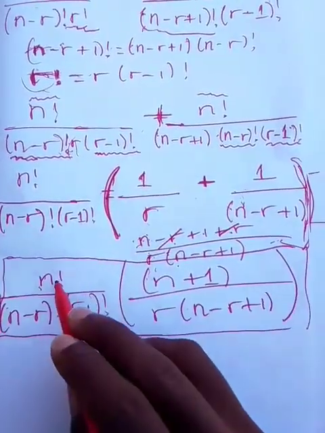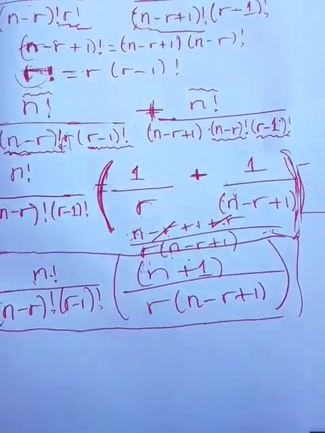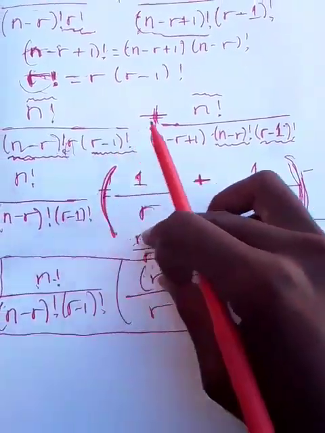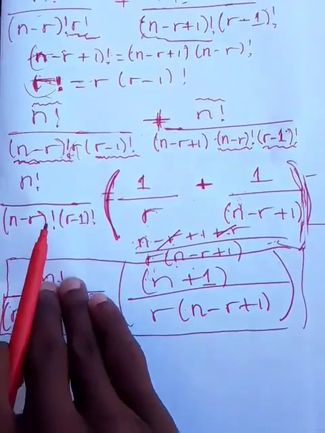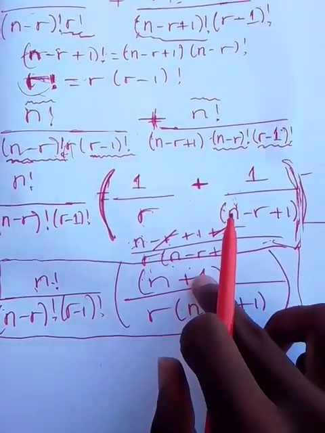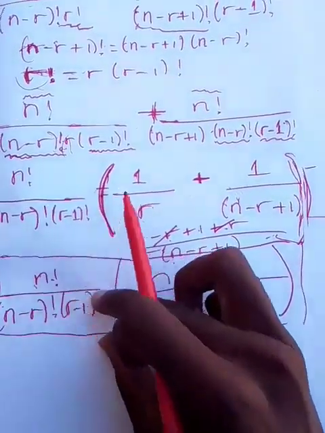So we're going to multiply this with this, and here now be careful. You need to multiply numerator with numerator, denominator with denominator. That's what you do. So you are going to multiply n factorial with n plus 1. And now here, be careful. Yes, we are multiplying these with these.